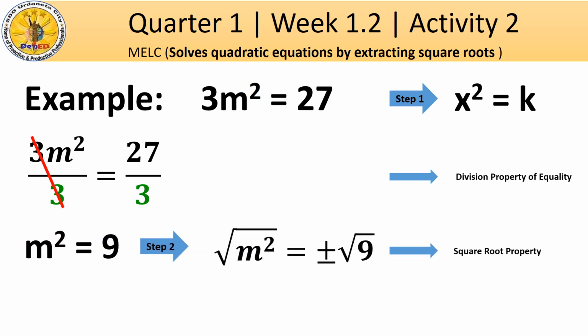Step 2, square root both sides of the equation. And then solve. Square root of m squared is m. And square root of 9 is positive negative 3. So the answer is m equal to positive negative 3.